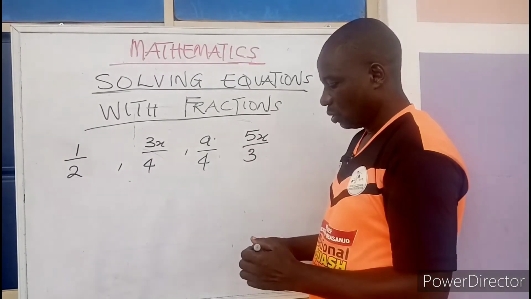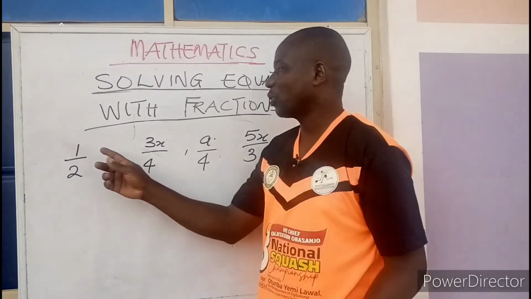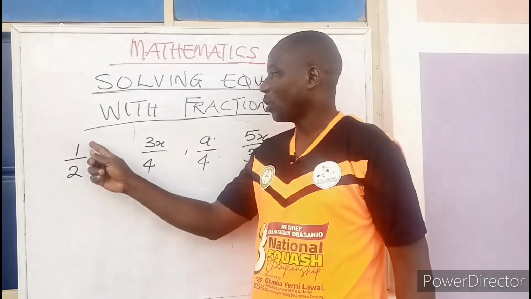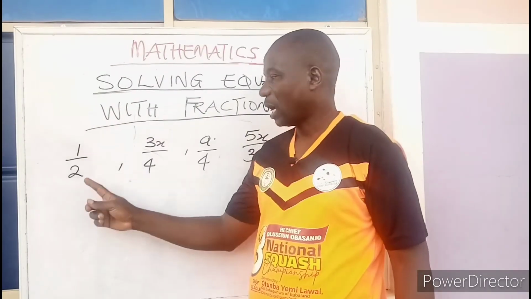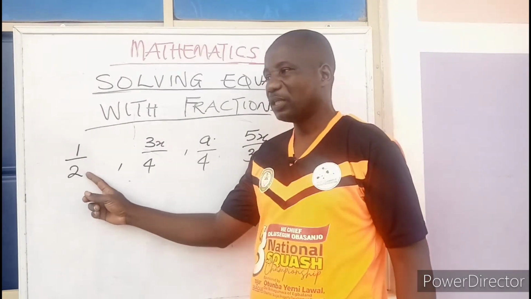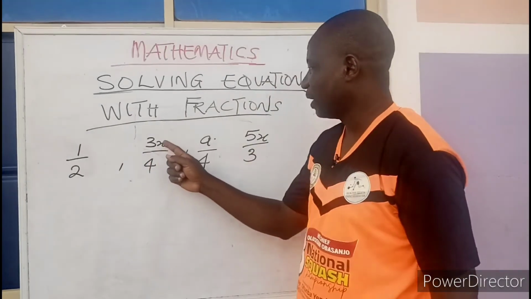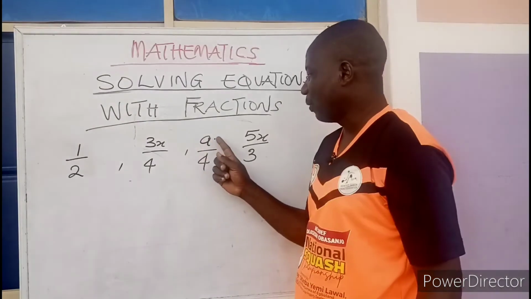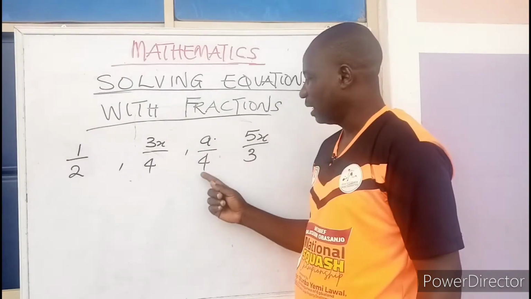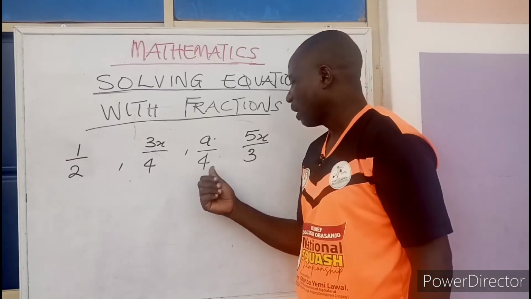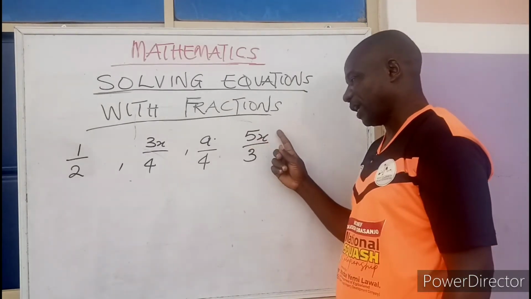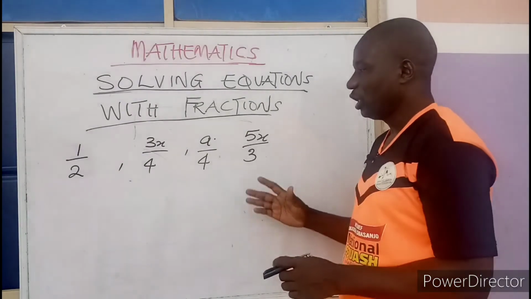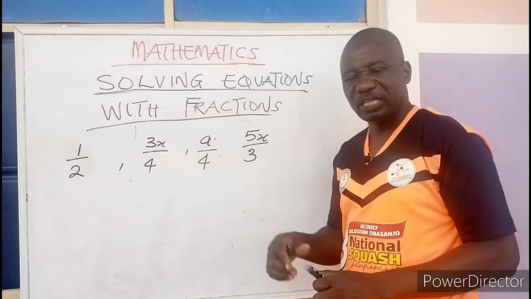So now, in the fraction here, we must have numerator as well as denominator. What is on top is called numerator, and what is at the bottom is called denominator. Here we have our numerator to be 3x, our denominator to be 4. Here we have our numerator to be a, while our denominator is 4. Our numerator here is 5x, our denominator is 3. Good. If this is understood, let us now take a step further.